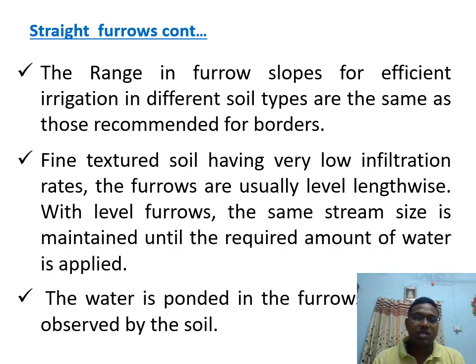The range in the furrow slope for efficient irrigation in the different soil types is the same as that recommended for the border type of irrigation. In fine texture soils having very low infiltration rates, the furrows are usually level lengthwise. With the level furrow, the same stream is maintained until the required amount of water is applied. The water is ponded in the furrows until it is absorbed by the soil. So depending upon the infiltration capacity of the soil, it will take time to be absorbed by the soil.